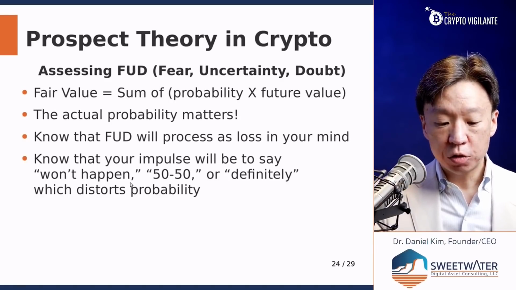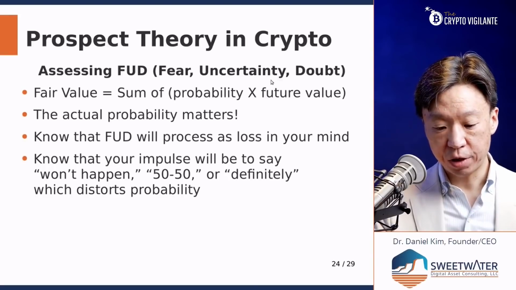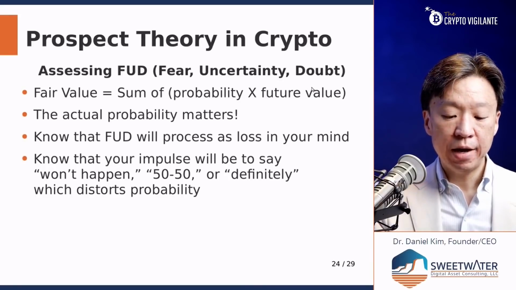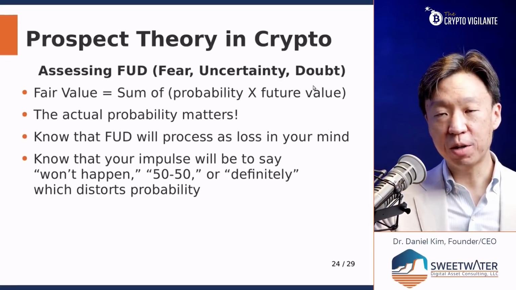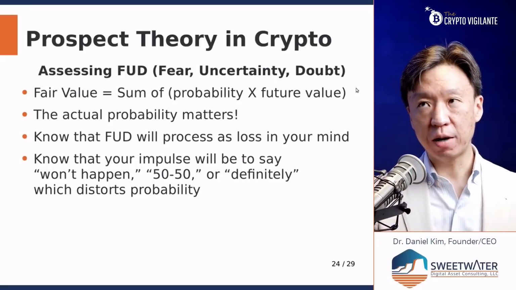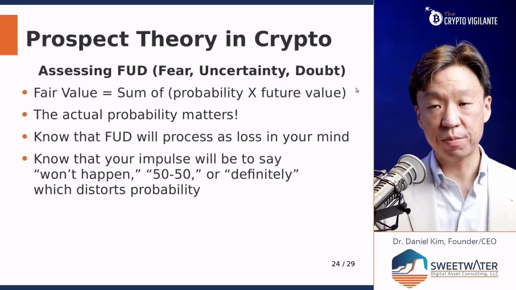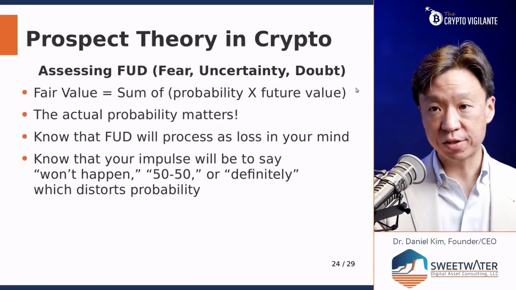How can you apply this in crypto? So in crypto, there's a lot of FUD, F-U-D, and that stands for fear, uncertainty, and doubt. And this is basically slander that often comes out against one crypto project or another. And part of your job as you navigate cryptocurrency is to make sense of this. What are you going to do with it? Like, you can't just ignore it. You have to evaluate it somehow.